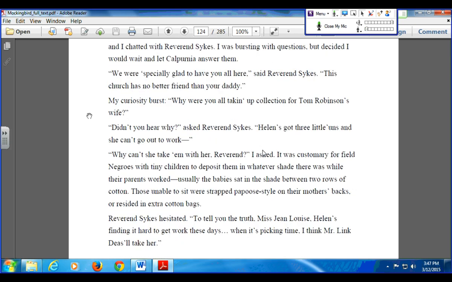We're all especially glad to have you here, said Reverend Sykes. This church has no better friend than your daddy. Cal, why are you taking your collection for Tom Robinson's wife? Don't you know why? asked Reverend Sykes. Helen's got three little ones and she can't go to work.